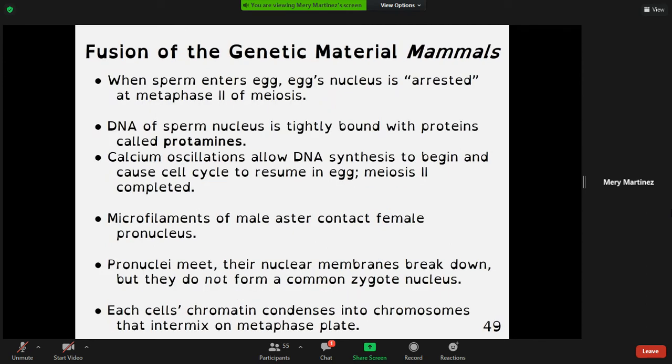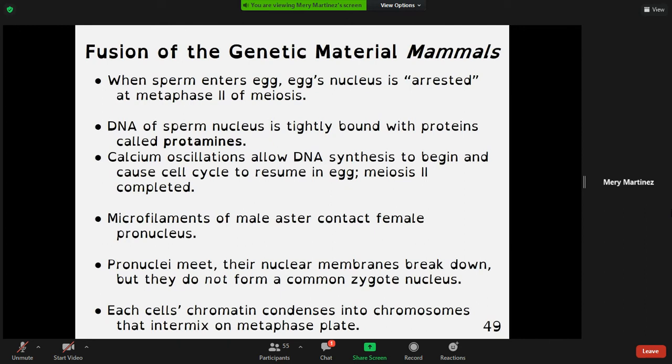In mammals, the fusion of the genetic material between the male and female pronuclei normally takes about 12 hours. So it's a little longer than in the sea urchin version, that we saw takes merely an hour. Here, it takes about 12 hours. When the sperm enters the egg, the nucleus is arrested in metaphase 2 of meiosis. That's what we saw last week, okay? So unlike the sea urchin egg, which is already haploid, the mammalian oocyte still has chromosomes in meiosis, okay?